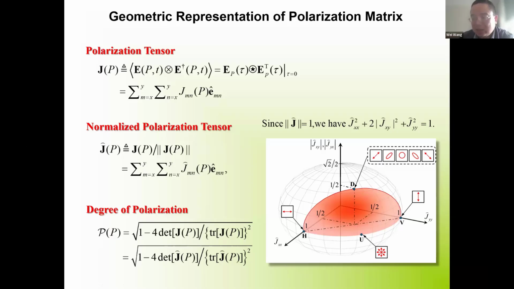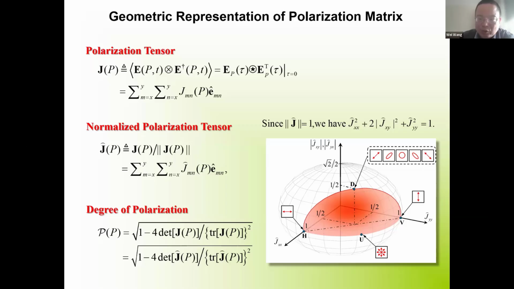This is a big advantage over the conventional Poincare sphere, because the Poincare sphere can only represent fully polarized light, but the ellipsoidal structure can represent various states of polarization. As you see here, the point U represents the unpolarized light. The arc on the ellipsoidal surface represents fully polarized light with degree of polarization P equal to 1.